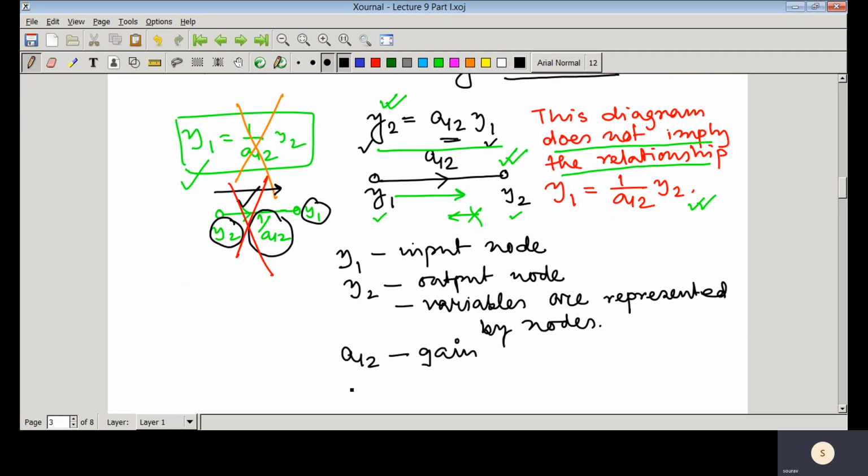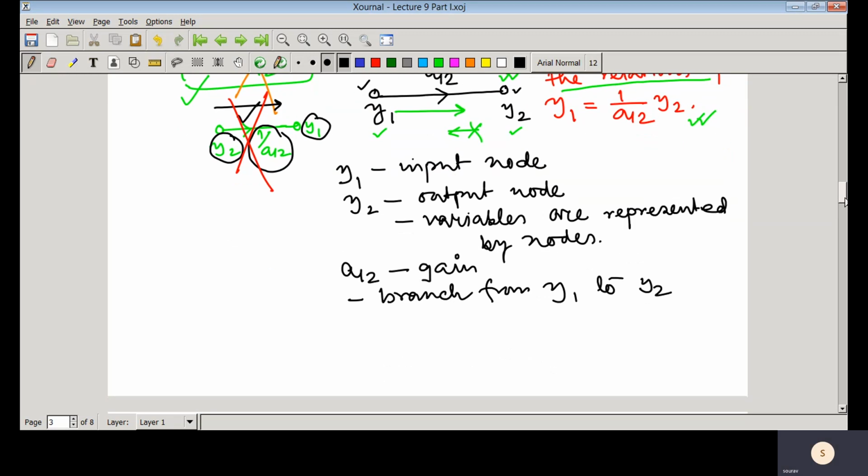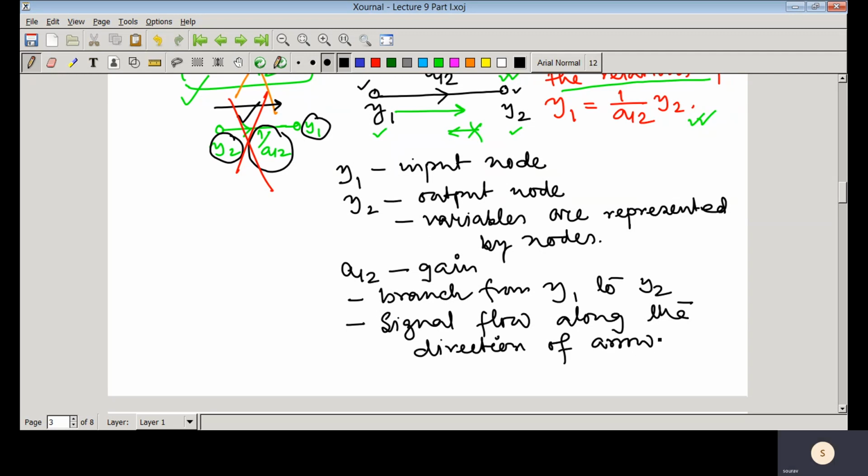And here the branch from Y1 to Y2. So this is one branch, and that branch gain is A12. And as I have pointed out here, this is very important, that signal flows along the direction of arrow only.